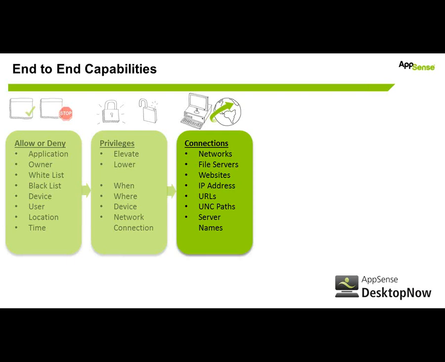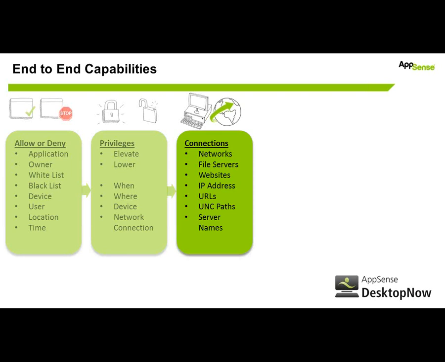Once you've allowed or denied, and once you've decided whether you're going to elevate or de-elevate, you may then, particularly at an application level, need to look at where that application or that particular feature within the operating system can connect to.